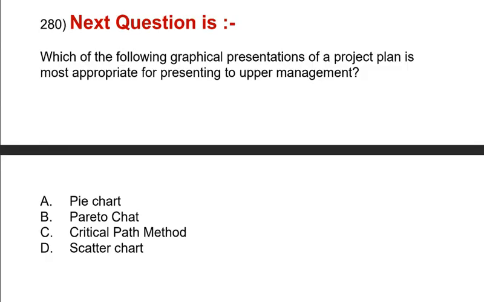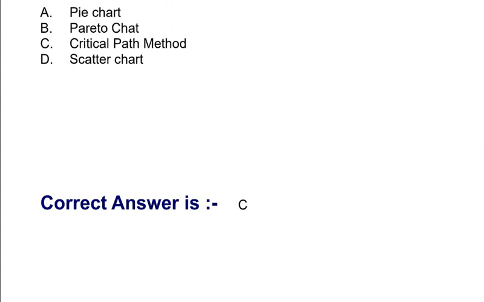Question is, which of the following graphical presentations of a project plan is most appropriate for presenting to upper management? Option A, pie chart. Option B, Pareto chart. Option C, critical path method. Option D, scatter chart. Correct answer is option C.